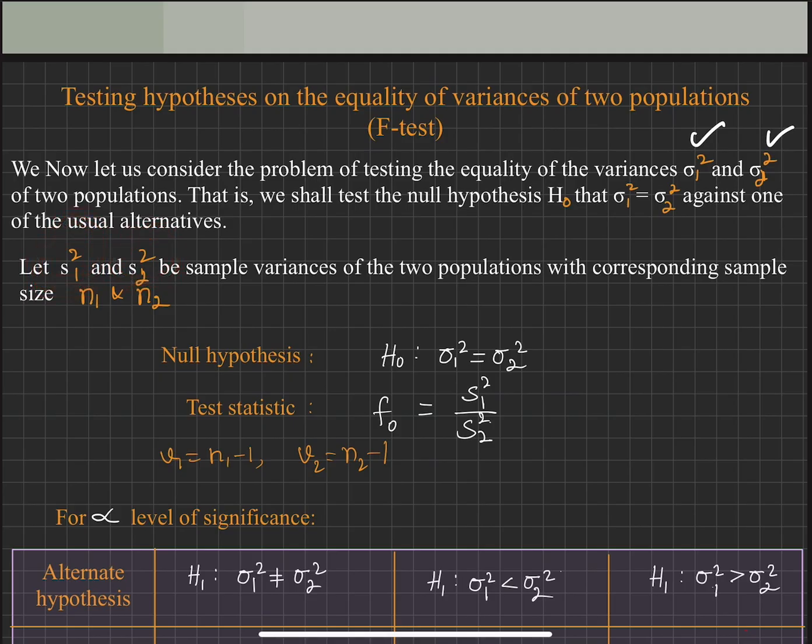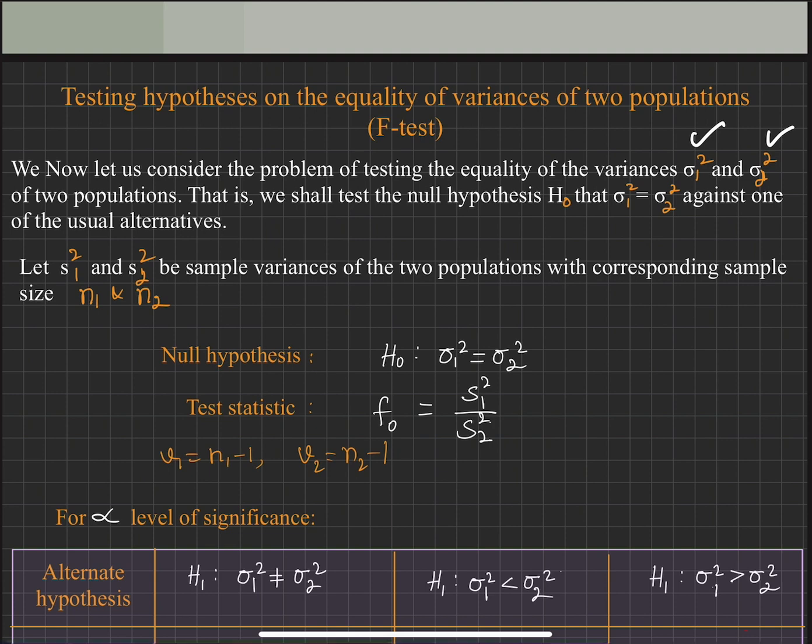So in this case, our null hypothesis will be H naught, that is sigma 1 square is equal to sigma 2 square. And the test statistic, we denote it as F naught, is equal to s1 square by s2 square. This F naught will follow the F distribution with degrees of freedom v1 and v2. v1 is n1 minus 1, that is 1 less than the first sample size, and v2 is 1 less than the second sample size.